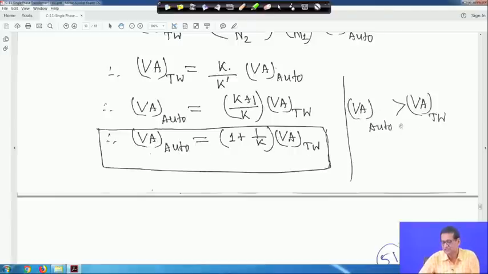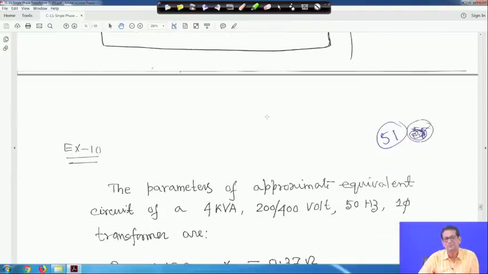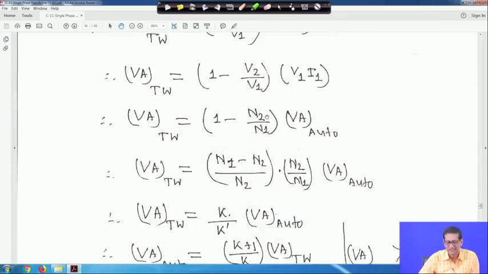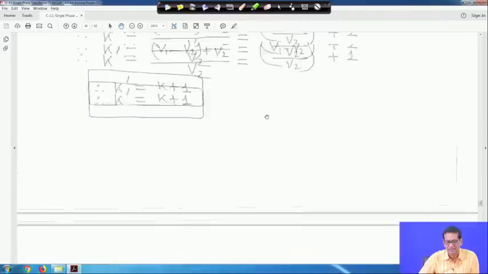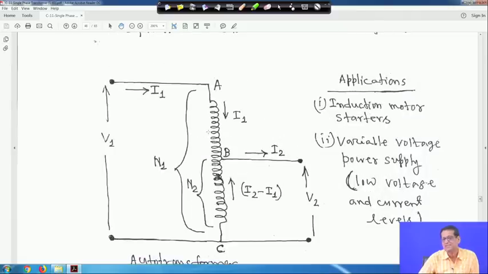That means VA auto is greater than VA two winding transformer, that is, the volt ampere rating of the auto transformer is greater than the volt ampere rating of the two winding transformer, because K is always greater than 0. So, naturally, VA auto will be greater than VA of the two winding transformer. With this, single phase transformer is over, only we will see a few numericals. This is a very simple thing, there should not be any confusion about auto transformer.